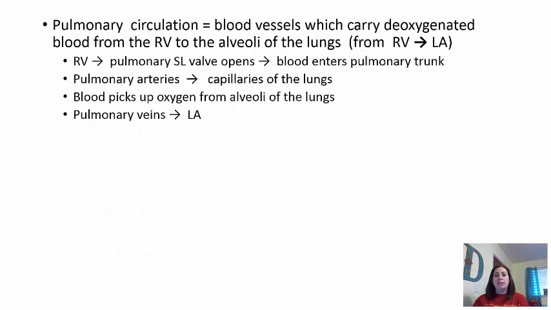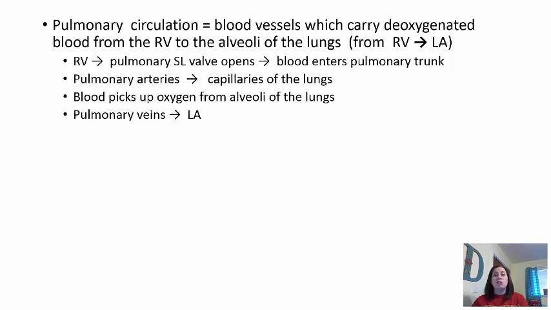Now, with pulmonary circulation, the blood vessels which carry deoxygenated blood from the right ventricle are going to take this blood to the alveoli of the lungs. Once they get to the lungs, it's going to allow for the gas exchange to take place, dropping off the carbon dioxide and picking up the oxygen you just breathed in. Okay? This is going to then allow the blood to move from that right side of the heart, the right ventricle, through this pulmonary circulation to the left atria, to the left side of the heart.